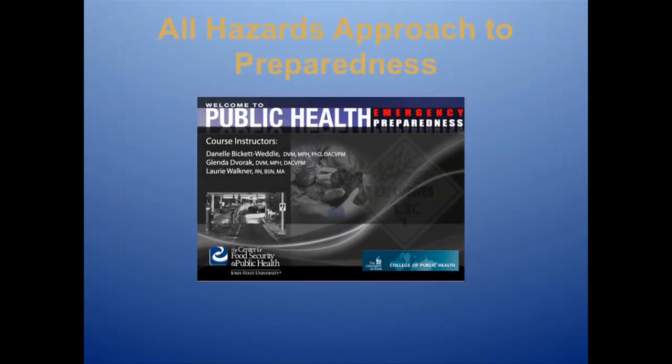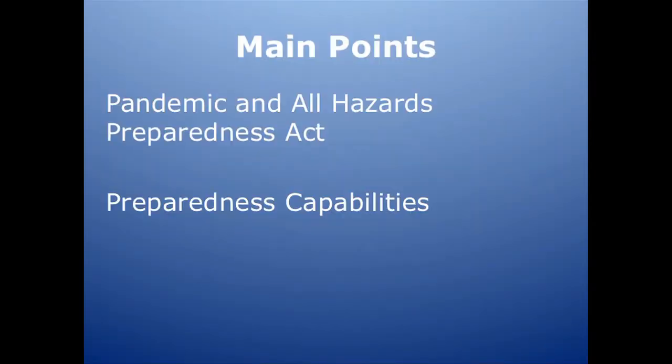This week is on all hazards preparedness. What we're going to do this week is take a look at the PAHPA Act. It actually stands for the Pandemic and All Hazards Preparedness Act. We're going to talk about the main components of the Act and the purposes they serve in public health preparedness. And then from there, we're going to go into the core capabilities, both the national capabilities and the public health preparedness capabilities. And lastly, we're going to talk a little bit about a risk assessment. So these all build into all hazards preparedness.